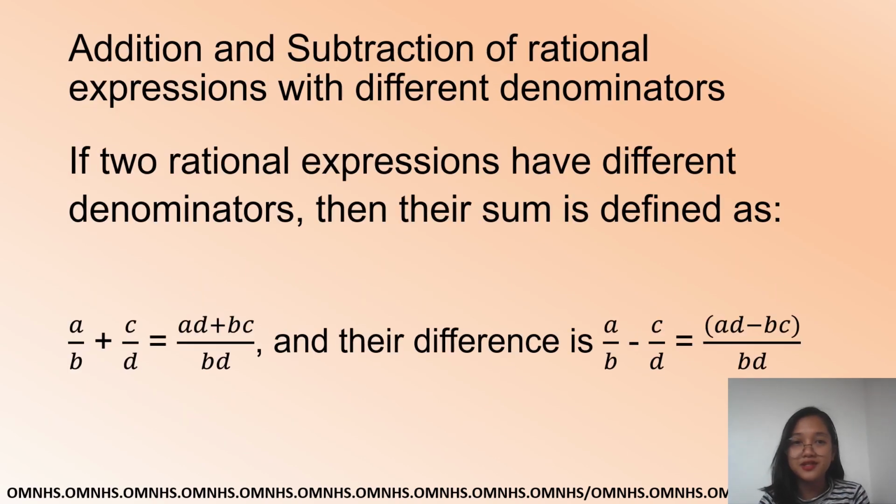So let's now proceed to addition and subtraction of rational expressions with different denominators. So if two rational expressions have different denominators, then their sum is defined as a over b plus c over d is equal to ad plus bc all over bd. And their difference is a over b minus c over d is equal to ad minus bc all over bd.